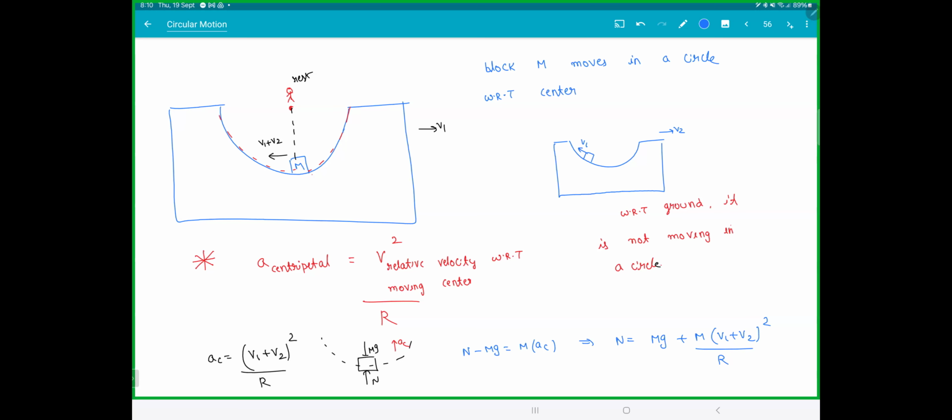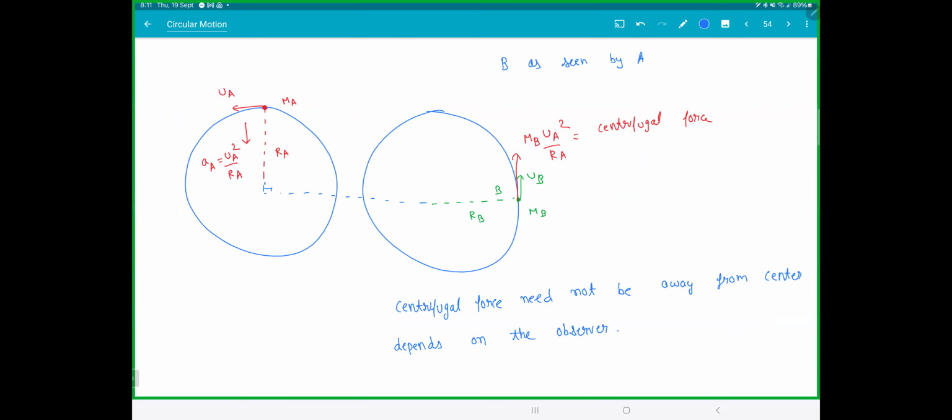Is that statement making sense? So if you go and stand on the center, suddenly you will think the block is going with v1 plus v2. So these are some pretty important concepts. This one and the previous one, the centrifugal force one.